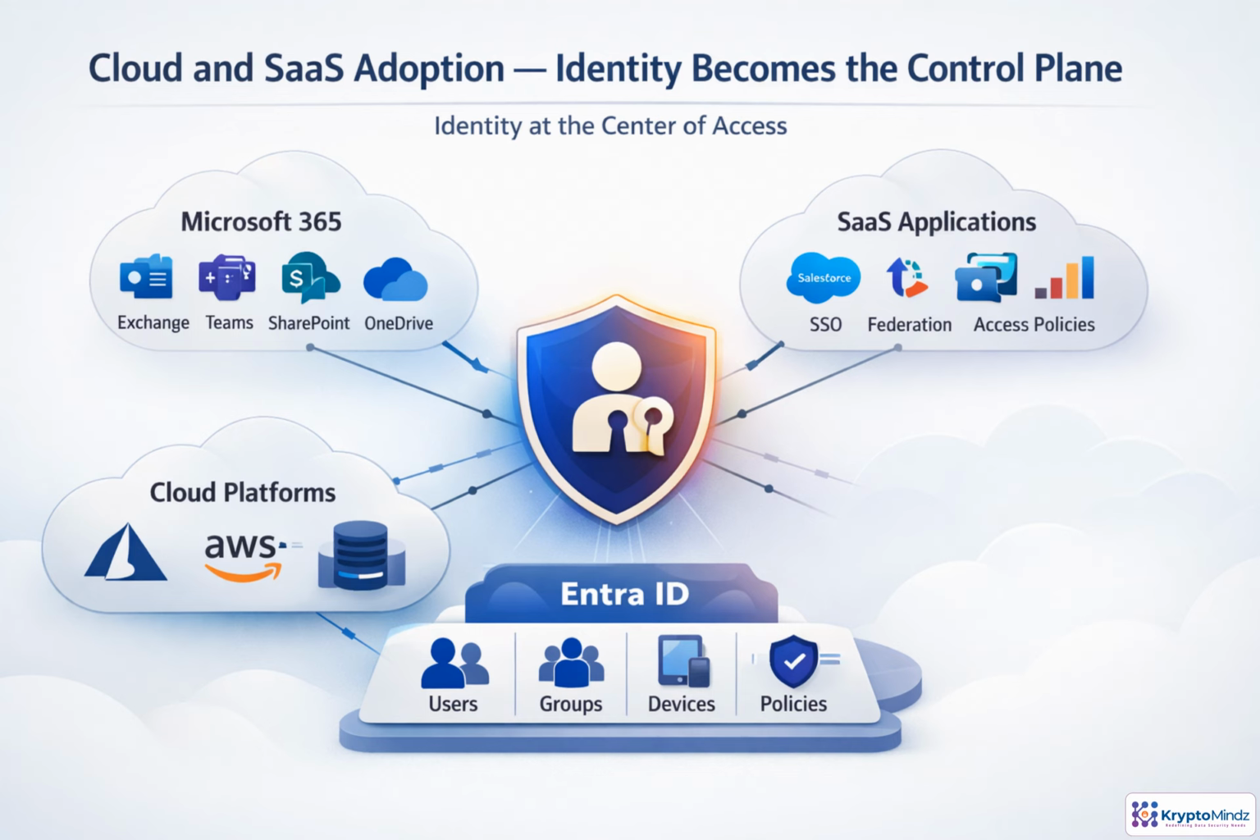As organizations adopt Microsoft 365, SaaS, and cloud platforms, the security boundary changes. Access is no longer controlled mainly by where someone connects from. It is controlled by who they are, what device they use, which app they need, and what policy applies. Entra ID becomes the common control plane for those decisions. It supports single sign-on, federation, conditional access, group-based permissions, and lifecycle management. So the same identity model can protect employees, partners, applications, administrators, and automation across the cloud.